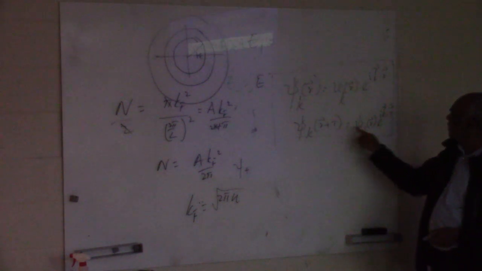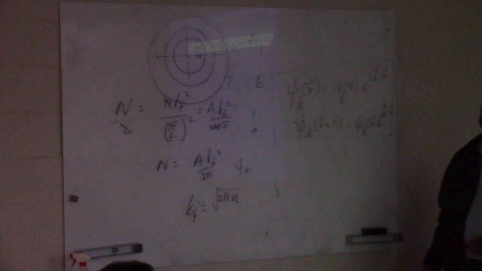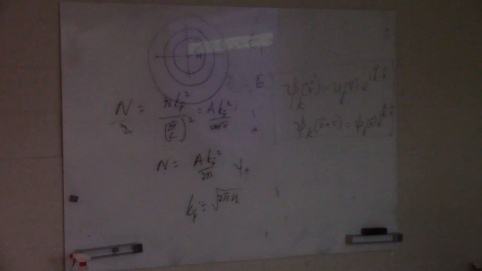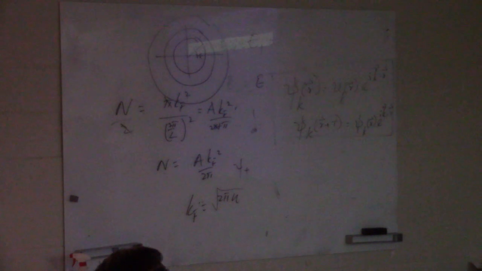Psi_k(r plus T) equals psi_k(r) times e^(ik·T). So they are both identical things, right? Is that clear for everybody? So there are two ways of writing Bloch's theorem. If you know the periodicity, and you want to find this at r plus T, you just write psi_k(r) times e^(ik·T).